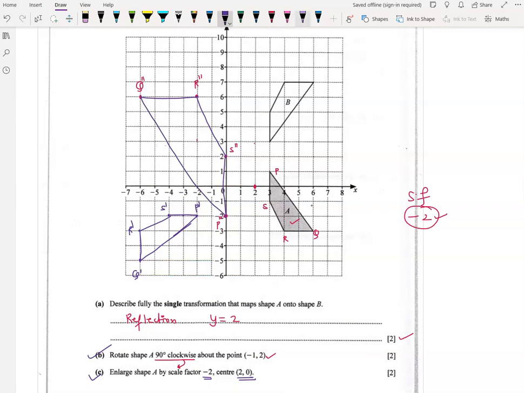Now to check your answer one more way, what you can do is just connect your points. So if you join P and P dash, it will go through the center. You join S and S dash, it goes through the center. It's true for all the other points. Okay, and that's it for this question. Let's move to the next part.